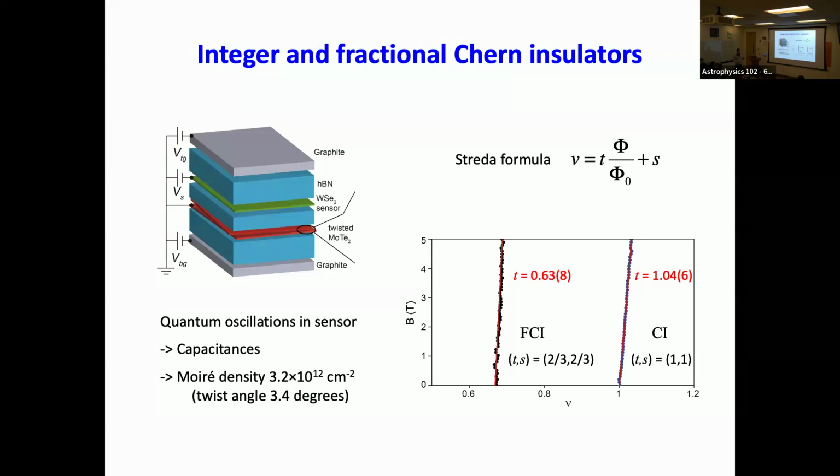So after all this calibration, in the 2/3 state, we can determine T of about 2/3. And so the T and S are both 2/3. And for the new 1 state, both quantum numbers are 1. So one is an integer Chern insulator, the other is a fractional Chern insulator. And furthermore, it's totally confirmed by direct Hall measurements that this is a fractionally quantized Hall system, and this is an integer quantized system.